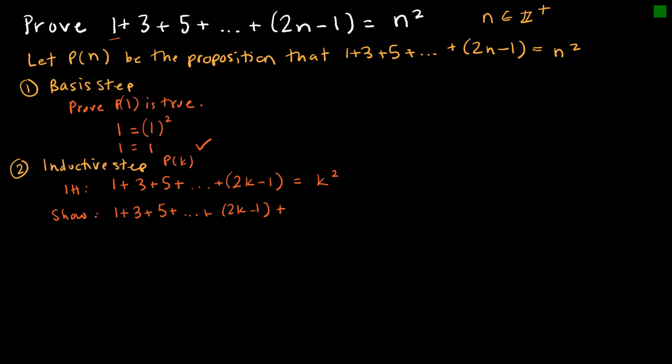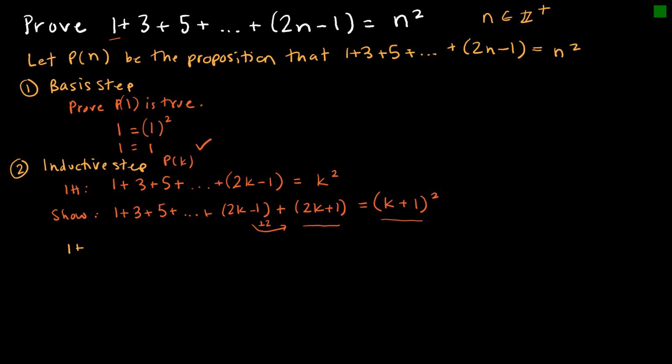and I added the next integer, and so the next integer would be 2 more than 2k minus 1, which would be 2k plus 1. I want to show that if I add that to the left side, then the right side will become k plus 1 squared. So that is what I'm trying to get to, is saying I'm going to add the next odd integer, and I should end up with k plus 1 quantity squared as my solution. So now let's go about doing this.